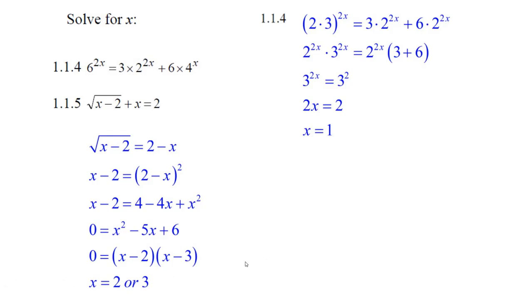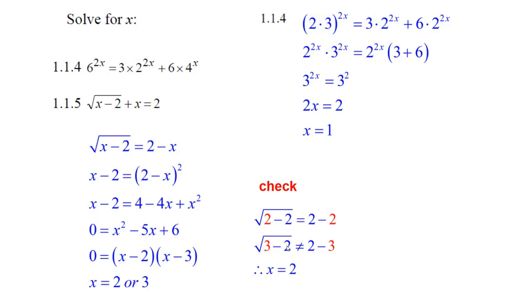And a lot of people like to stop there, and they lose 1 or 2 marks. How frustrating, because it turns out that one of these numbers doesn't work. Well, what do you do? Just check it. Check to see what happens when you put 2 in there. 2 minus 2 is 0. The square root of 0 is 0. 2 works, so that's good.